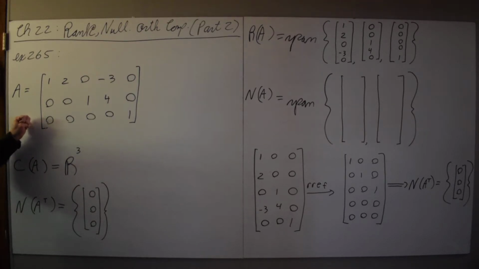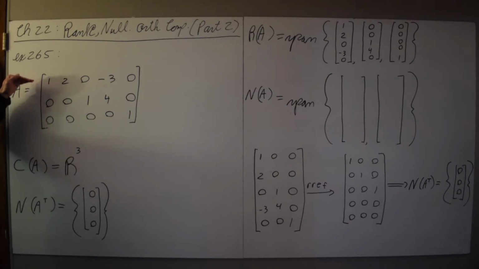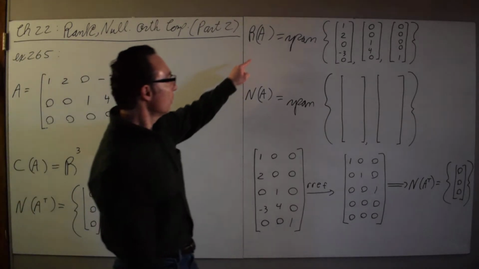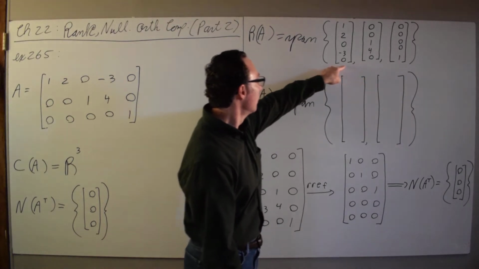The rank is the number of pivots. The rank is also the dimension of the row space. Since we know the dimension of the row space is 3, and we have these 3 linearly independent rows, we know that these 3 rows span the row space.